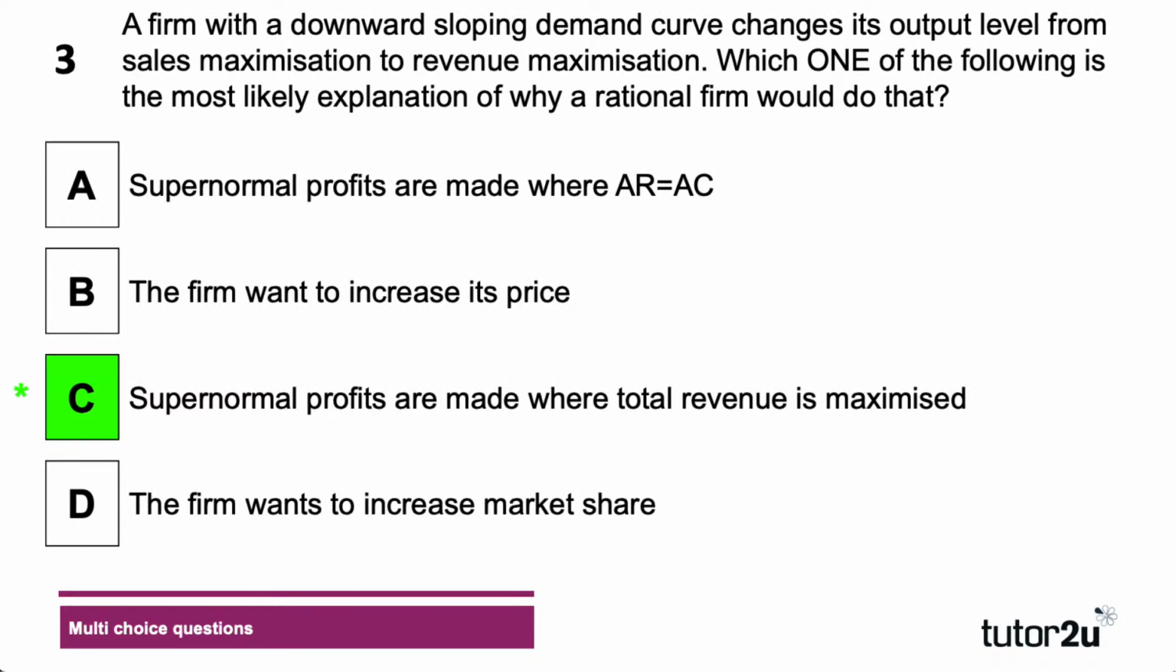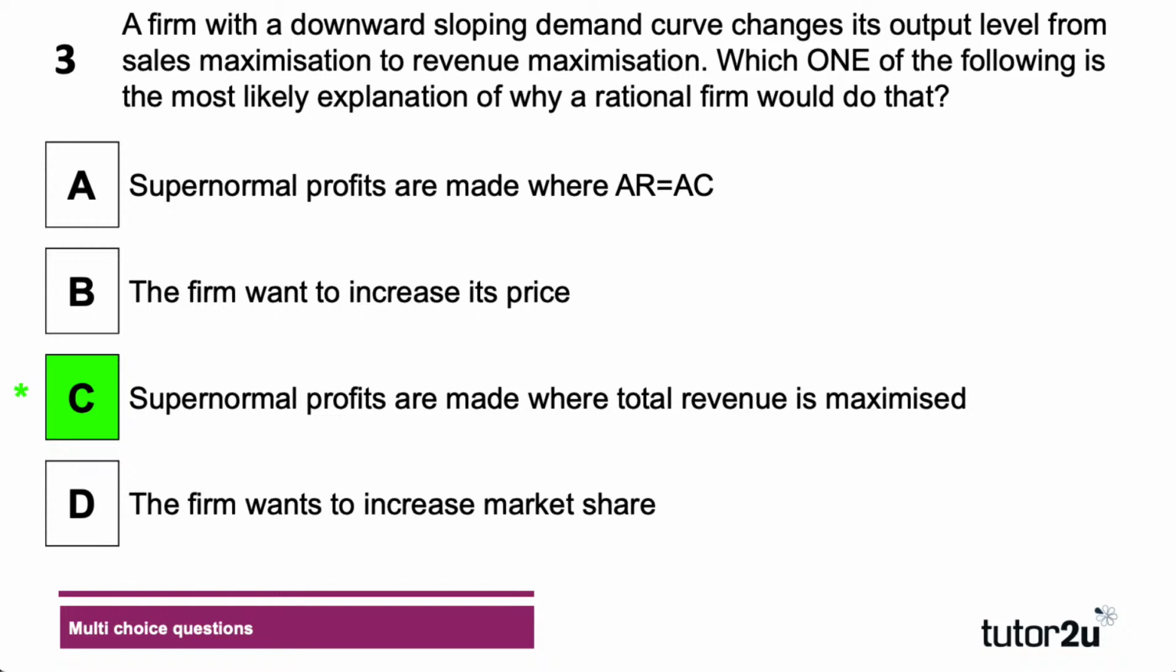So we're saying that C is the correct answer for which is the most likely explanation of why a rational firm would do that. It was switching from sales maximisation at AC equals AR to revenue maximisation at marginal revenue equals zero. And the point here is, yes, the firm might want to increase its price, and certainly at revenue maximisation they would have a higher price than at sales maximisation. But again, it's this technique with multiple choice questions: what they're asking is which is the most likely explanation of why a rational firm would do that.